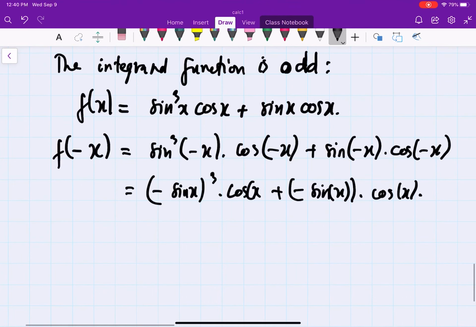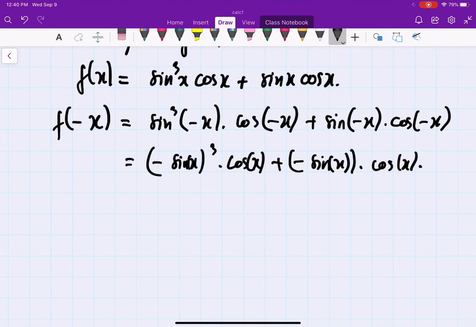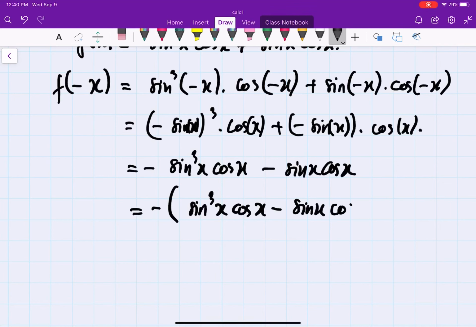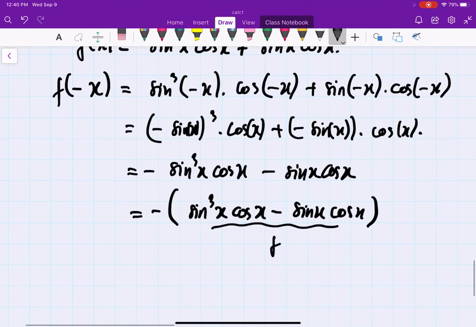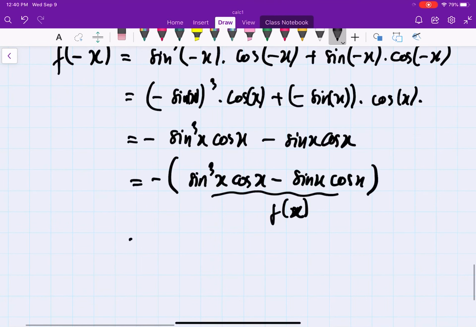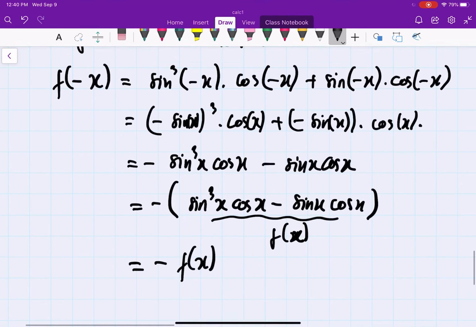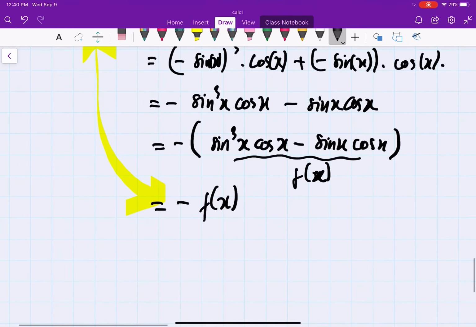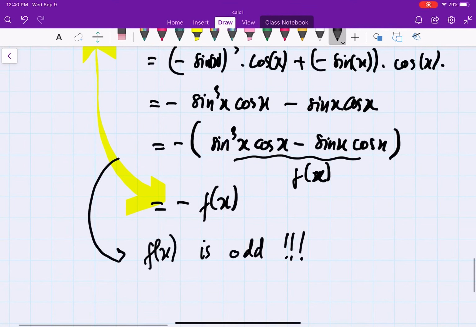So from here, we have negative sine cubed x cosine x minus sine x cosine x. And if you take the negative before the whole expression, you get sine cubed x cosine x plus sine x cosine x. And this is nothing but f of x, right? So f of negative x is equal to negative f of x. The function is odd. Okay, so the integral is 0.